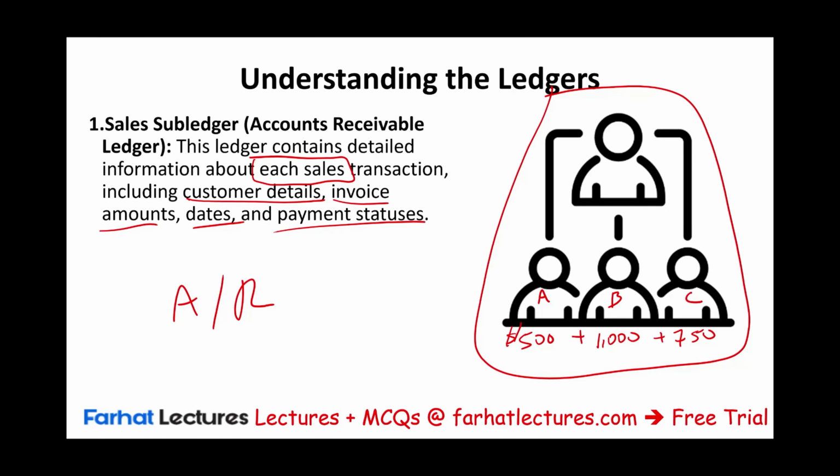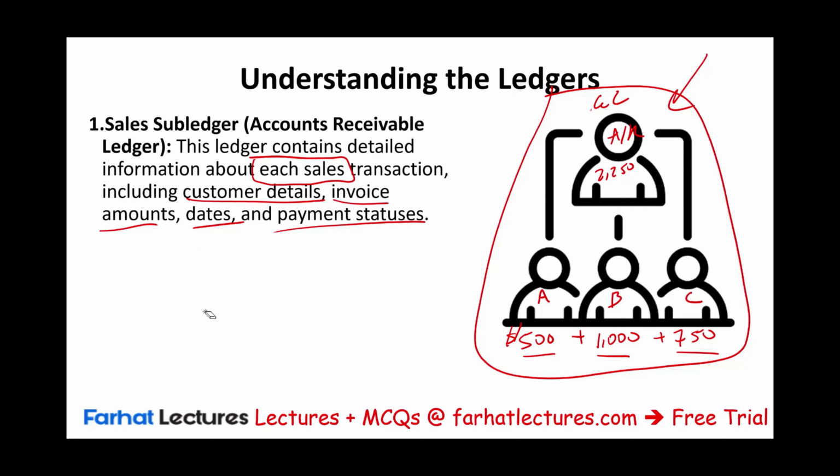And that receivable is the general ledger. So we see the general ledger account receivable. Now the general ledger account receivable would include customer A, customer B, and customer C. Therefore, if this is the general ledger for account receivable, what should be the balance? It should have all three balances, which is 2,250. So the account receivable ledger is 2,250.